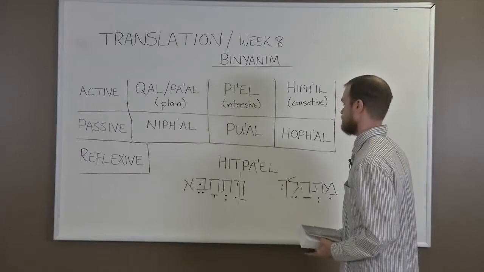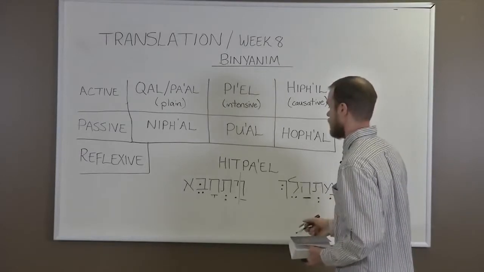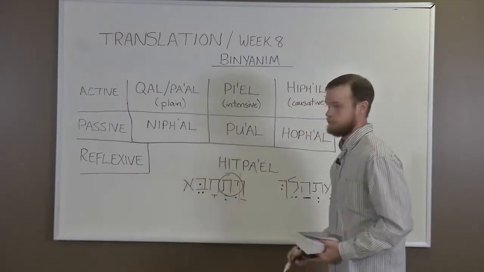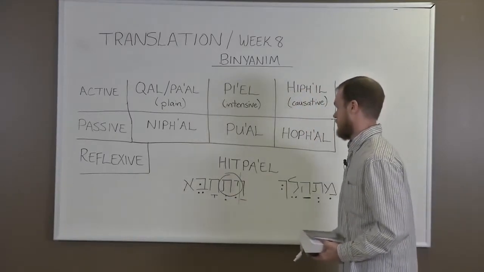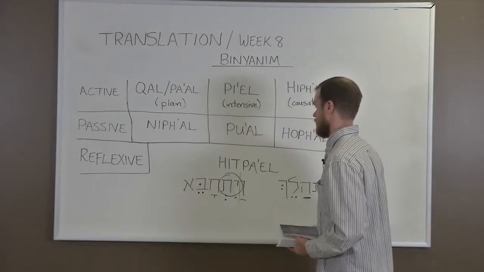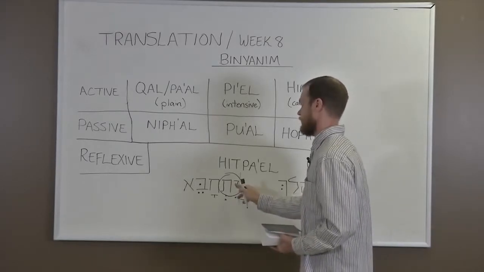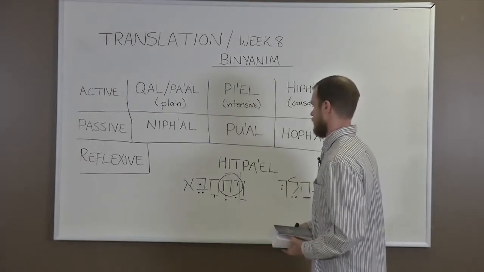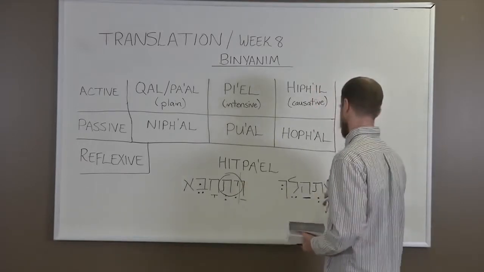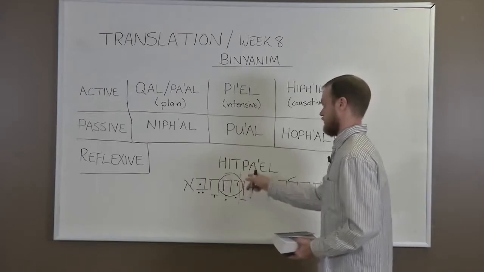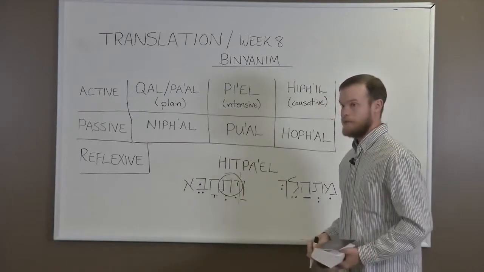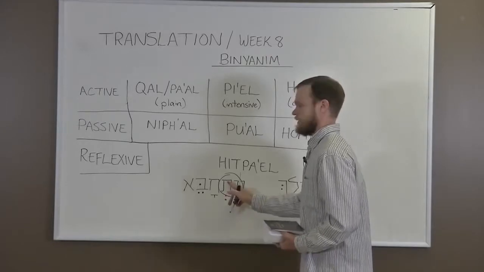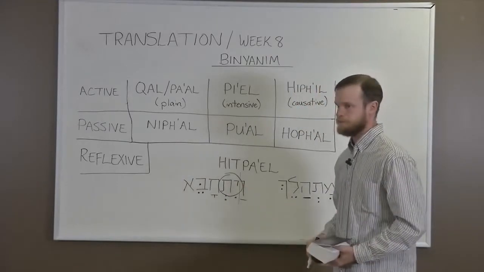So, hitpa'el is always identifiable by its funny prefix, which involves a tav. That's the only binyan where you see this two-letter prefix at the beginning. So hitpa'el, yitpa'el, mitpa'el. You'll even see tav, titpa'el. But in any case, you've always got this second tav that's intervening there.